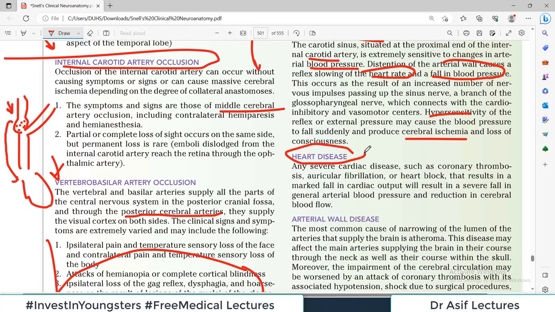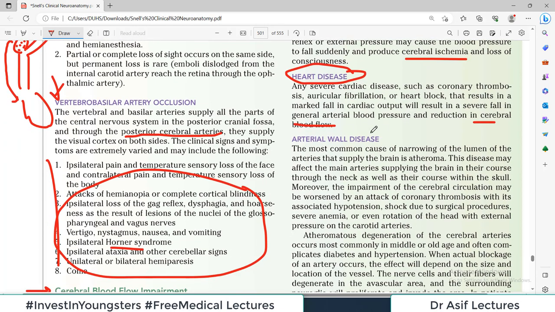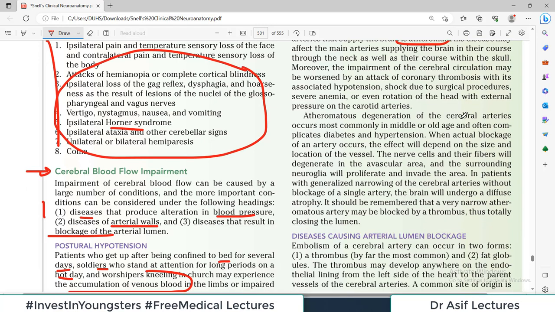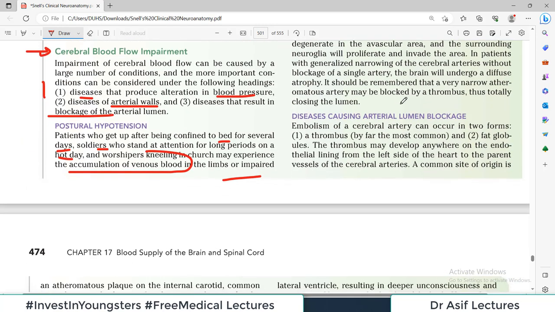Any sort of cardiac problem such as MI or fibrillation, they will also reduce cerebral blood flow. Arterial wall diseases such as atherosclerosis or any thrombus, embolus, they can all cause blockage of the blood. But here, since we are talking about only the arterial wall diseases, atheroma is the most common cause. Okay, it can cause blockage of the arterial lumen. Then arterial lumen ke aur blockage ke causes kya hain? Apart from atherosclerosis, there can be a thrombus formation.